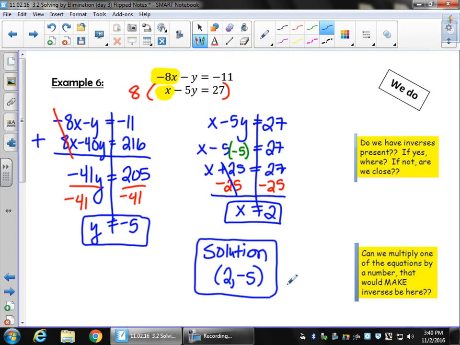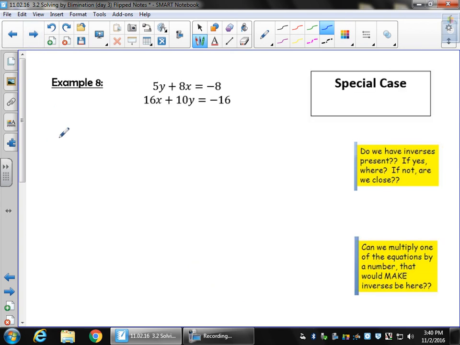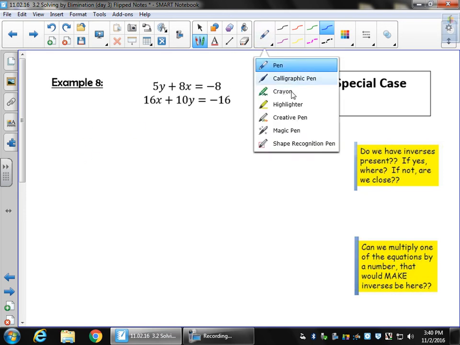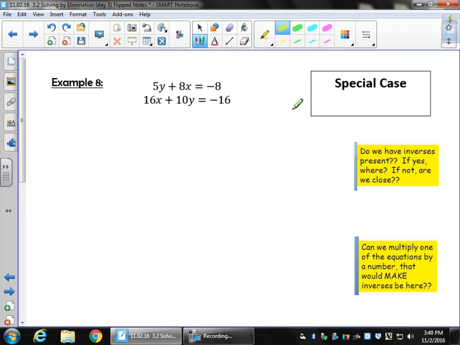Example 7 is a you-do question. So we're going to jump over to 8 and 9, both of which are special cases. So let's see what special cases we'll have here. First, I need to check, are my like terms lined up? Well, positive 8x is over here, and I've got a 16x here. Are these lined up? No. So let's line up our terms.